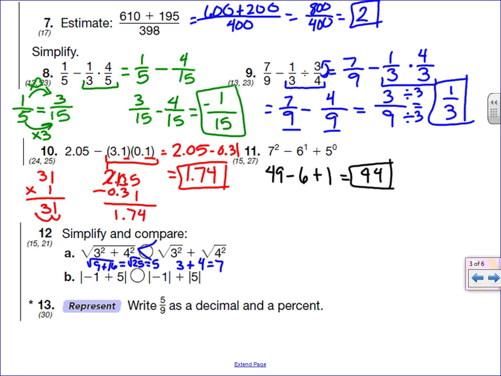And then B, if I have -1 plus 5 inside the absolute value, I do -1 plus 5 first, which gives me 4. Absolute value of 4 is 4. And then I have -1 in absolute values, which is 1, plus 5 in absolute values, which is 5, and that gives me 6. 6 is bigger than 4.